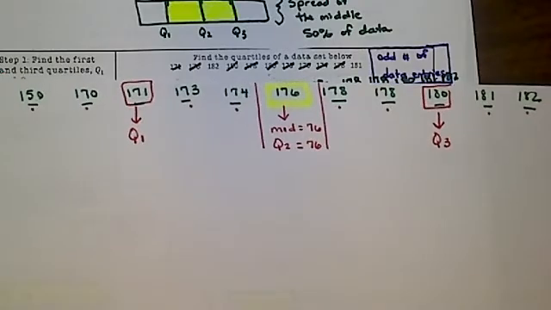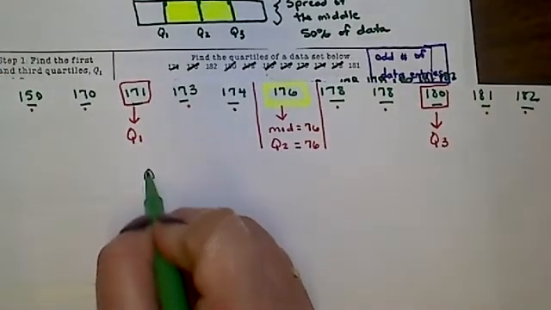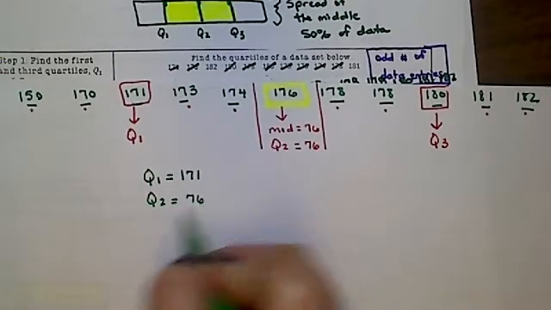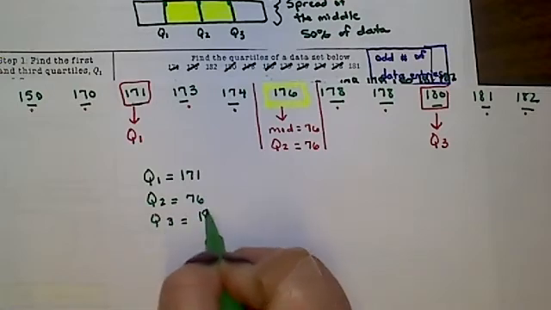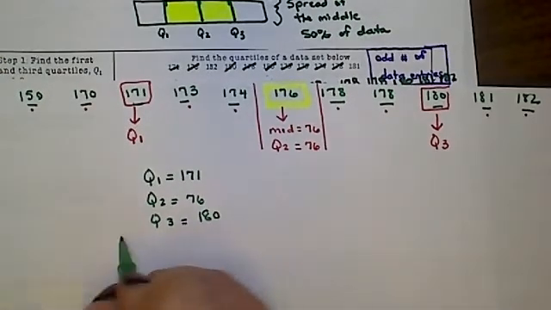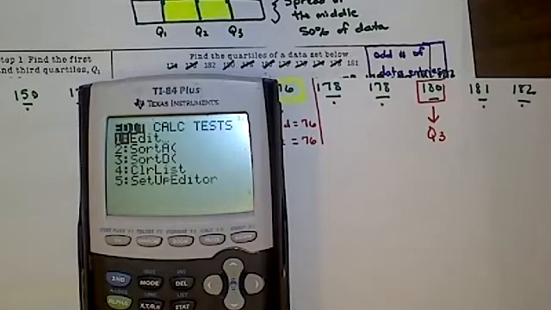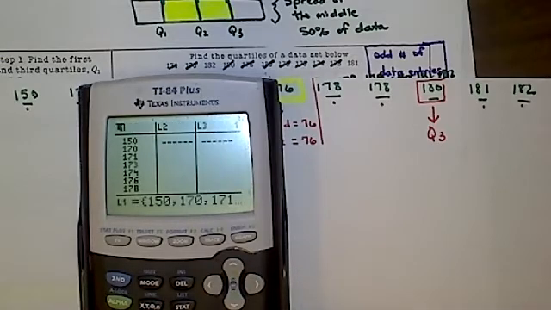Okay, so this says to find the quartiles. So we'll go ahead and put Q1, 171, Q2, 176, Q3, 180. And that would be the 3 quartiles. Now, let's type the data in just to practice that. So when you have to clear that out, you're going to go to Stat. You're going to hit Enter. You're going to go to the top and hit Clear, Enter. Okay, and I'm going to type the data in just as it was, so it's not ordered.